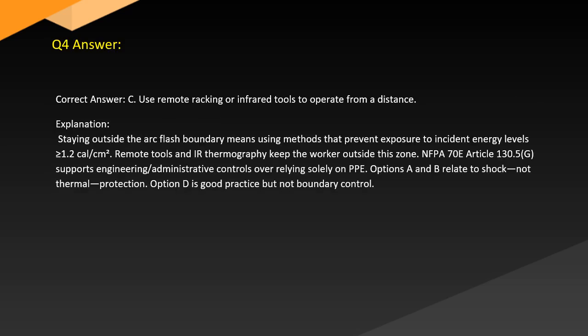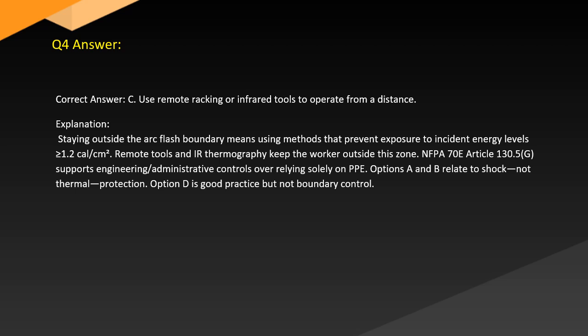Answer. Correct answer. C. Use remote racking or infrared tools to operate from a distance. Explanation. Staying outside the arc flash boundary means using methods that prevent exposure to incident energy levels equal to 1.2 cal/cm². Remote tools and infrared thermography keep the worker outside this zone.